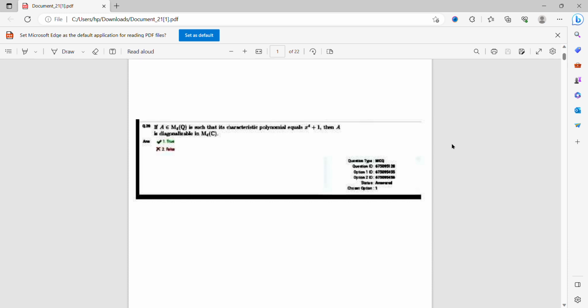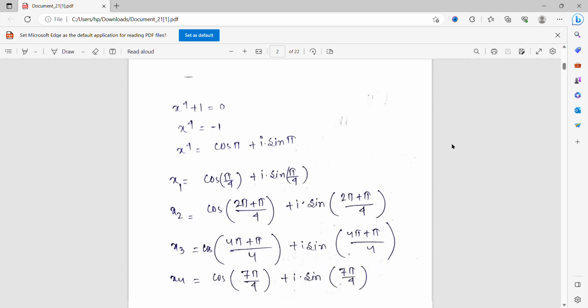The first question says that if A is a 4 cross 4 matrix with entries from rational numbers such that its characteristic polynomial is x to the power 4 plus 1, then A is diagonalizable in M4(C). That means A is diagonalizable over the field C. Whether it is true or false, it is asked. Okay, so let's see the solution.